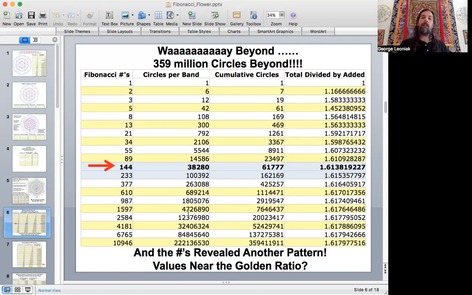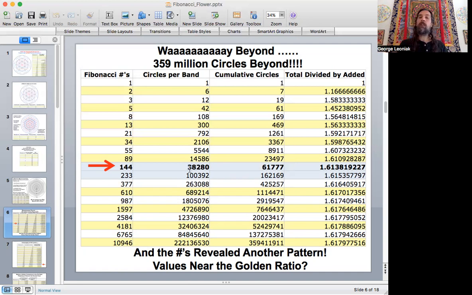Now, what happened is I noticed at 144, just in looking at the numbers that are highlighted here, I saw 61777, okay? And 61777, of course, is very close to 0.618, right? So it's 1 divided by 5. And if we divide 1 divided by 5 divided by 5 again, that would bring us to 0.381 and the rest of the numbers.